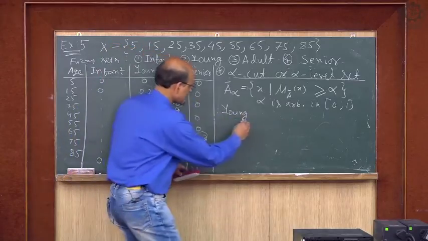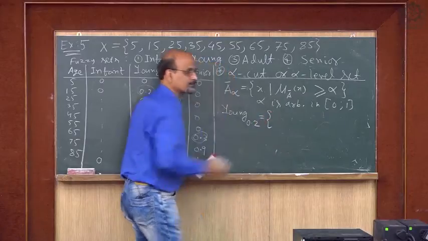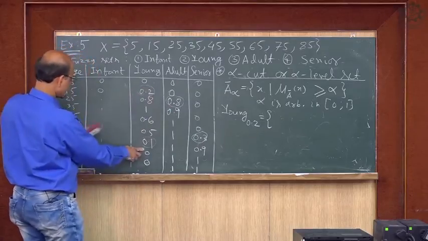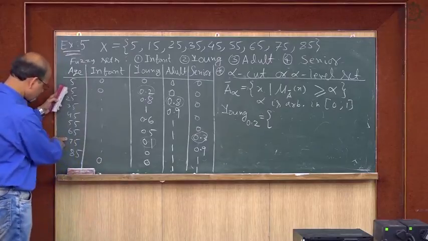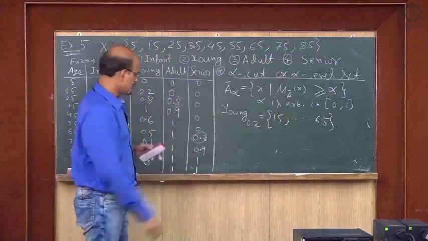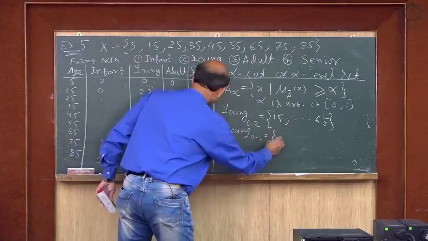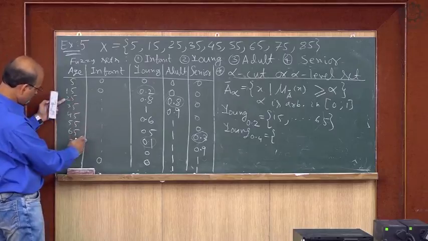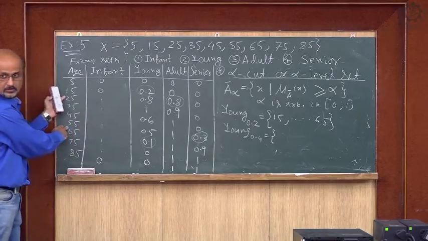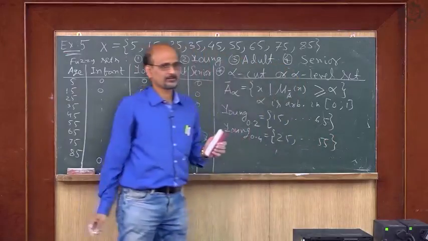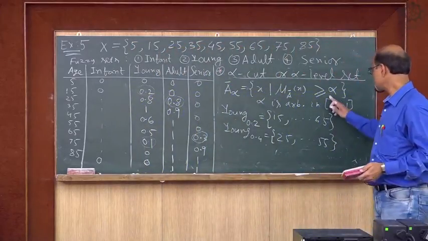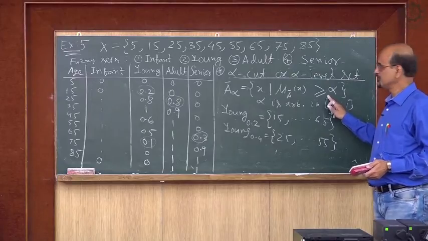Now young 0.2, what will be that set? It should be greater than or equal to 0.2. That means it should be from here to here. So it is from 15 to 65, sure? So 15 to 65. If I use 0.4, it will be from 25 to 55. So 25 to 55. Is it okay? Similarly, we can define for other fuzzy sets with other alpha values. The only thing you have to check is greater than or equal to alpha. So this is your alpha cut.